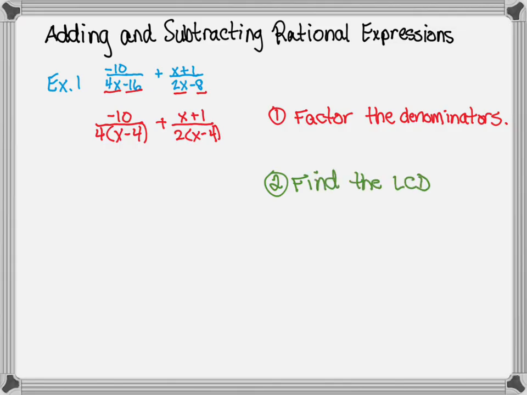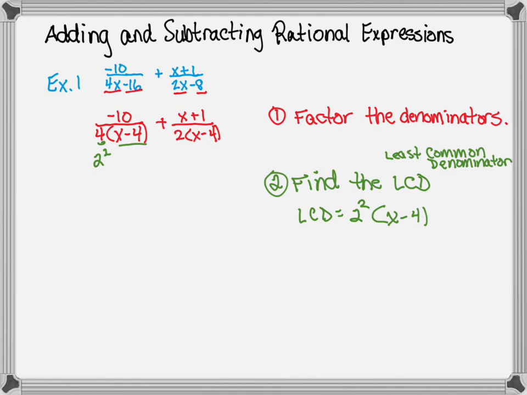Then our second step will be to find the LCD, which stands for least common denominator. So for our LCD, we're going to go across the different denominators and take the different factors that we need. Now first, 4 can be written using prime factors as 2 squared. And I do need 2 to the power of 2 in my least common denominator. I also need an x minus 4 in my least common denominator. So that's everything in my first denominator.